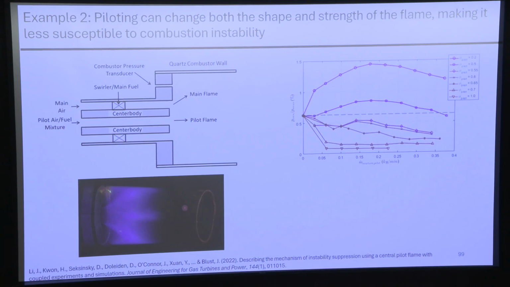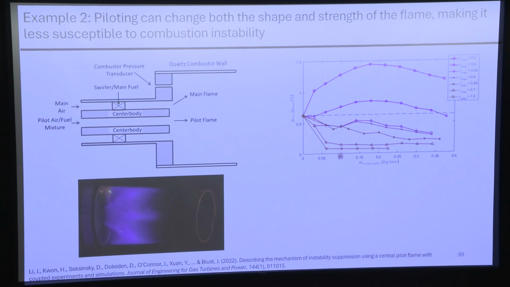And he produced this absolutely beautiful data. So this is the normalized pressure fluctuation as a function of the mass flow of the pilot. And he changed some stuff upstream so that he could independently change the mass flow of the pilot and the equivalence ratio of the pilot as compared to the equivalence ratio of the main flame. So he kept the equivalence ratio of the main flame at 0.6, and pilots that were richer decreased the instability amplitude. Pilots that were leaner made it much worse, which was interesting.